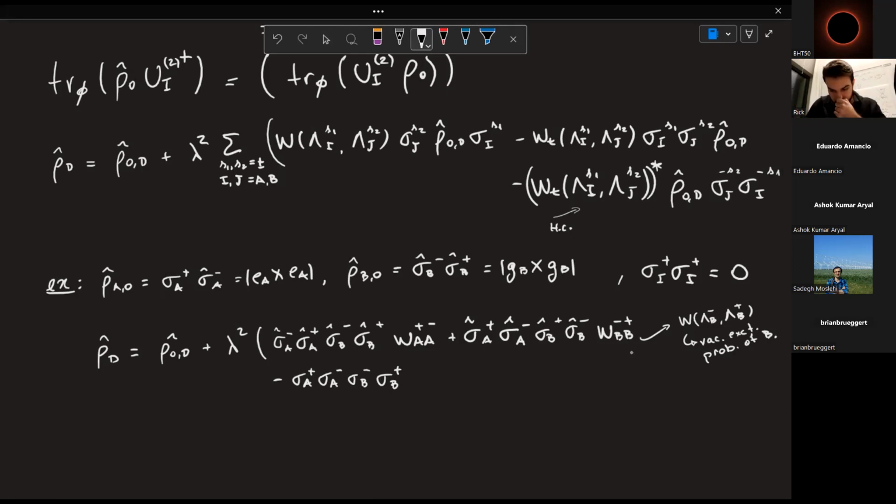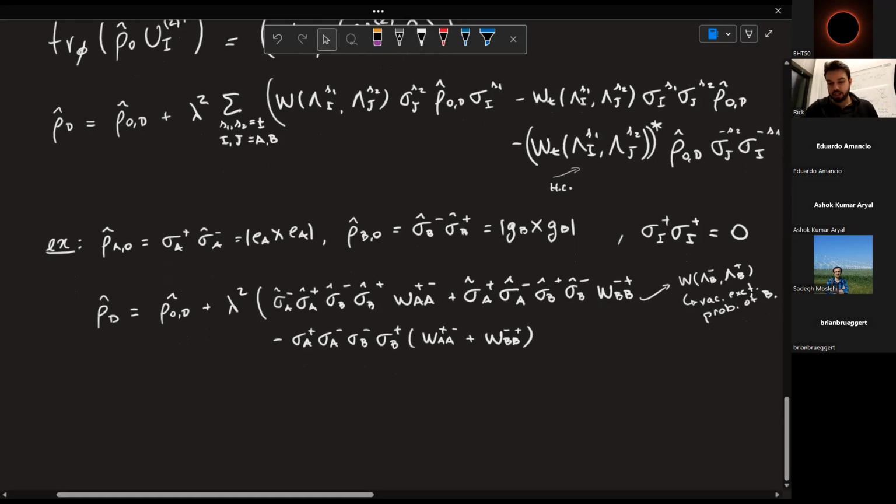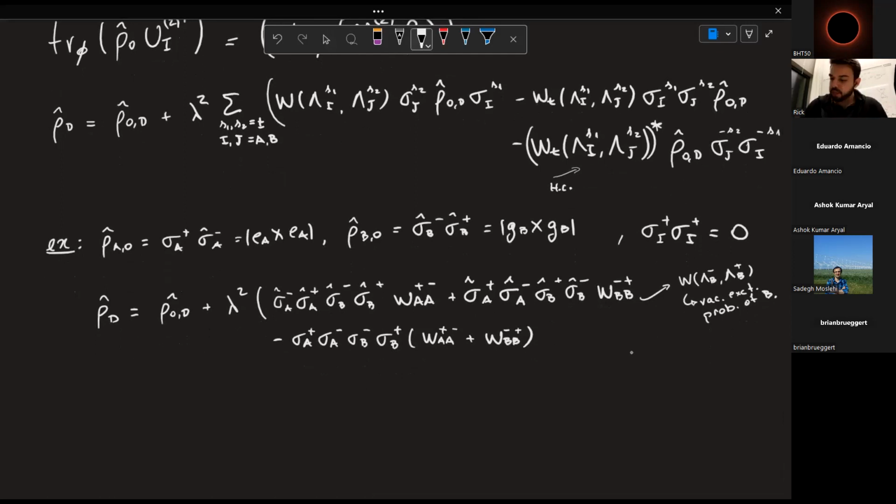Notice that this is just the initial state of the detectors, and the terms that you get here are WA plus minus plus WB minus plus, which is exactly what you need in order to cancel the trace, so that the trace of this is still 1, which is the trace of rho 0. So whatever you add using the Dyson series will always be traceless, to all orders in perturbation theory.